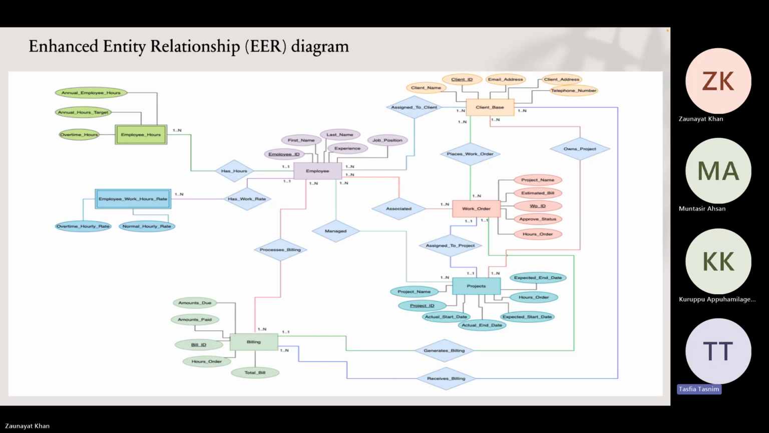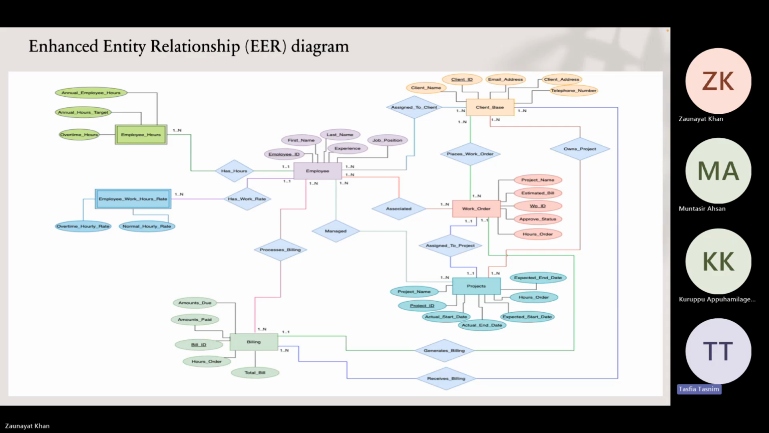Alrighty, so let's dive into the enhanced entity relationship diagram. Here at the core of this model, we can see that we have the employee entity, which is defined by attributes like employee ID, first name, and so on. So the employees here are linked to their work hours through the employee hours relationship on the left, which tracks key metrics such as annual hours target, overtime, and employee work hours rate. This ensures that the system not only manages employee information but also integrates dynamic work calculations, enabling BDO Darwin to handle regular and overtime rates with precision.